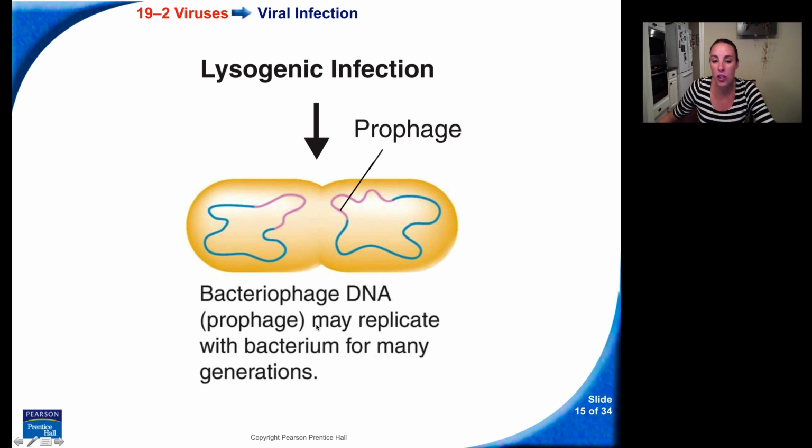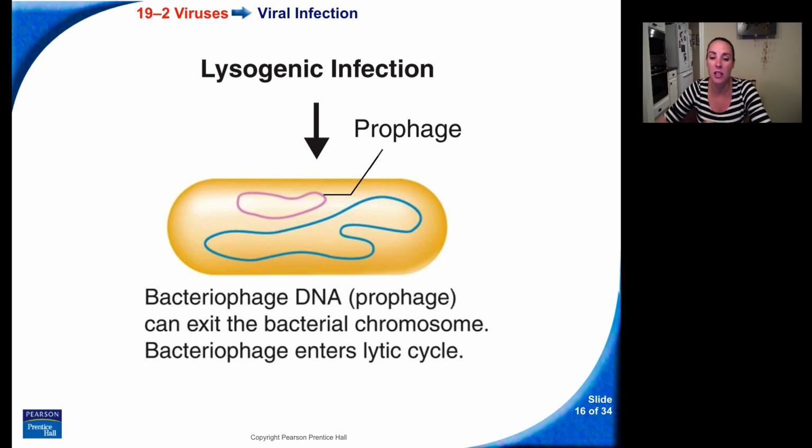Then bacteriophage DNA, also known as prophage, may replicate with the bacterium for many, many generations. So we can make copies and copies and copies of this viral DNA. As the host cell splits and makes more copies of itself, it's also making more copies of the viral DNA.